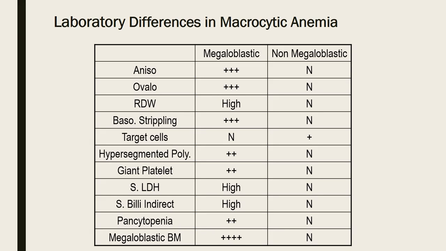If LDH level is high and indirect bilirubin is high, pancytopenia is associated with the megaloblastic. And when you go for the bone marrow examination, you will find the megaloblastic changes. So all these investigations can easily differentiate megaloblastic from non-megaloblastic anemia.